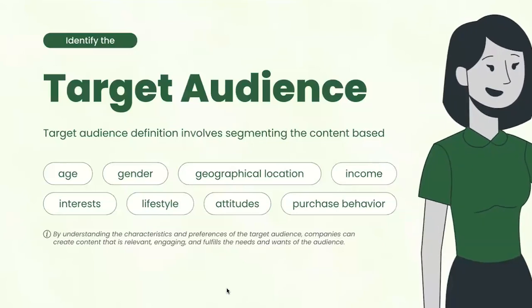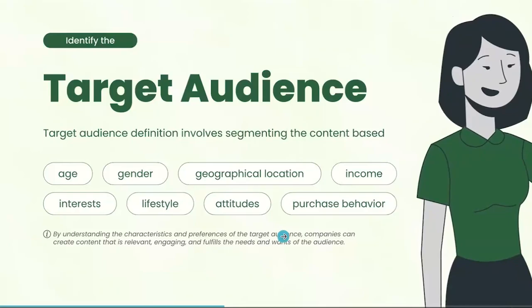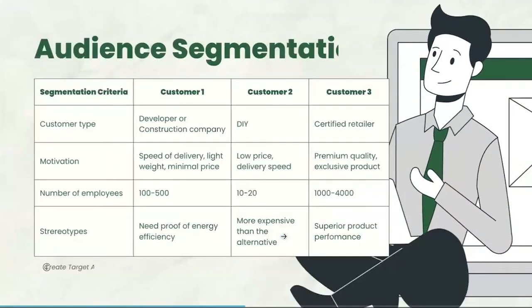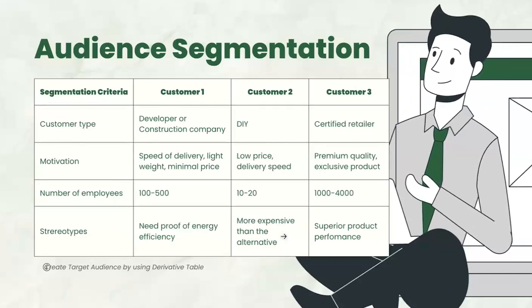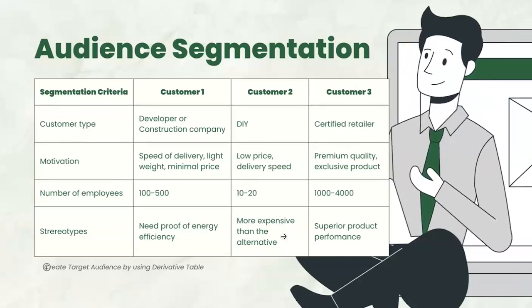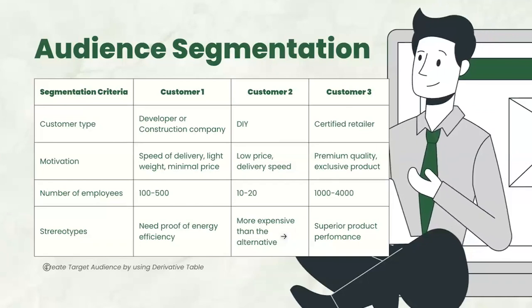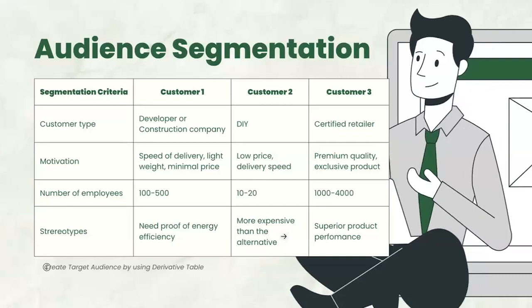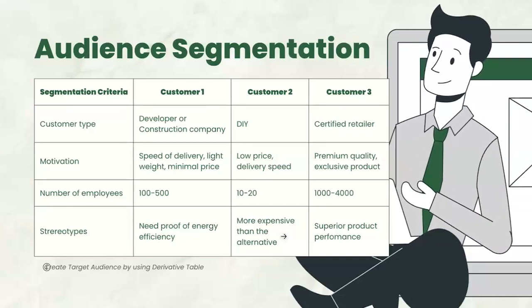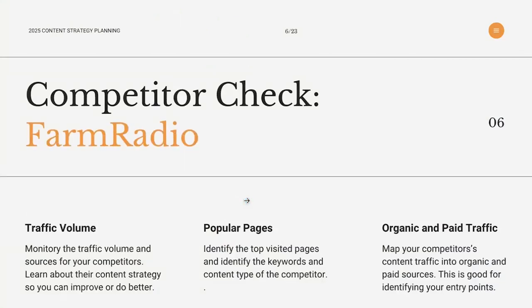So the team needs to sit down, identify these target audience segmentations, and then develop your content in this direction. Looking at audience segmentation, this is just another guide. You can look at what the criteria are: customer type, motivation. So let's say it's customer 1, 2, and 3. You just have to look at what content strategy will fit with them, how you plan to do this, and the number of employees or the team that you are targeting.